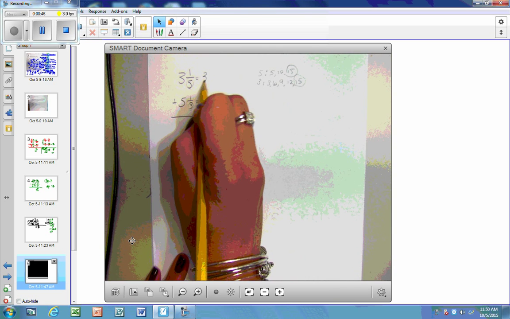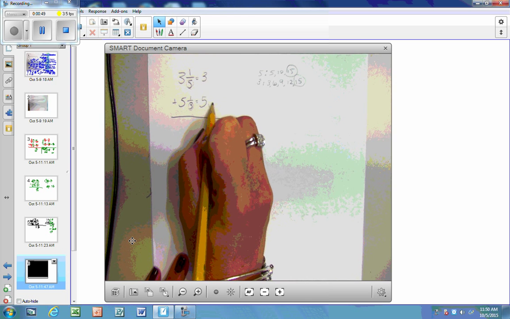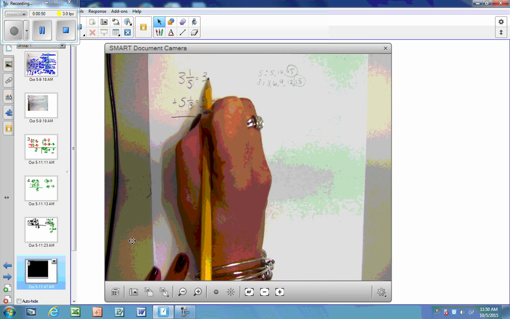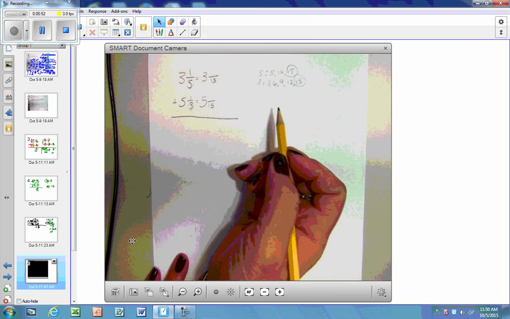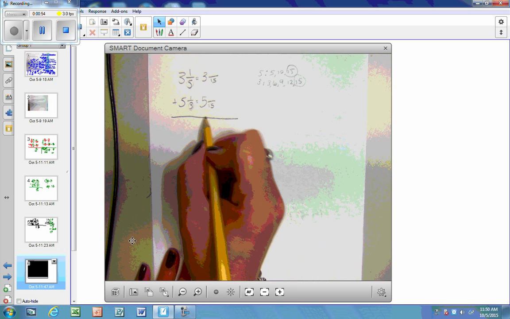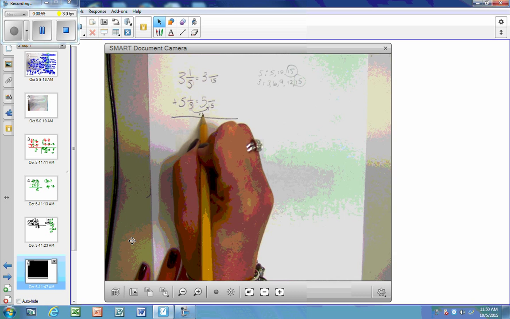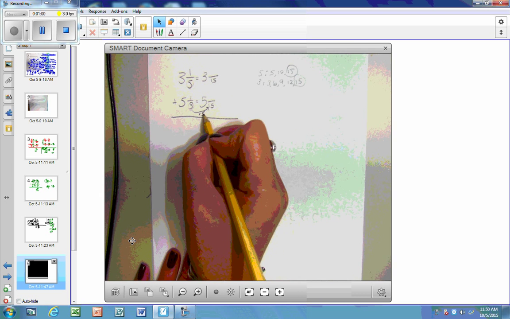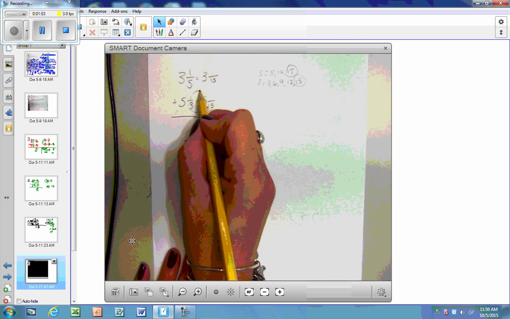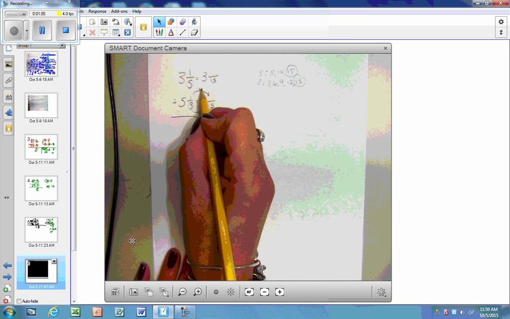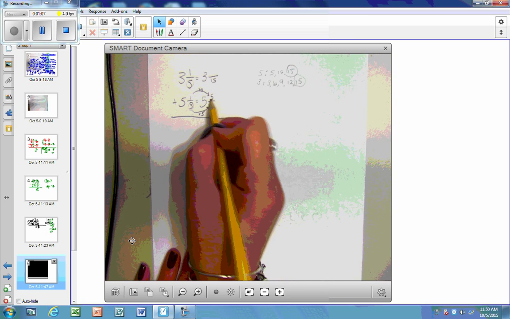So I'm going to bring over the whole numbers. And then I'm going to put my new denominator of 15. Okay, so now we have to make equivalent fractions with this new common denominator. So I figure out 3 times what equals 15. So that would be 5. Because I multiplied the denominator by 5, I have to multiply that numerator by 5. So 1 times 5 is 5.